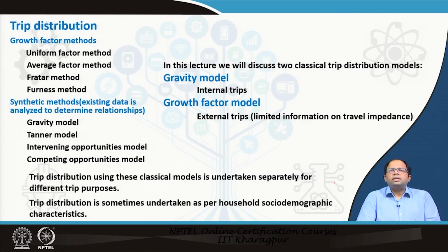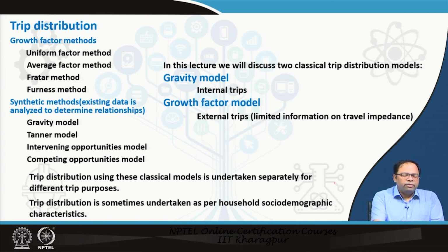Now, there are different methods to go ahead and distribute trips in an urban area, once we have the total number of trips produced and the total number of trips attracted for each zone in an urban area, or each TAZ as we can also call it. So, there are different methods, and this lists the different methods.